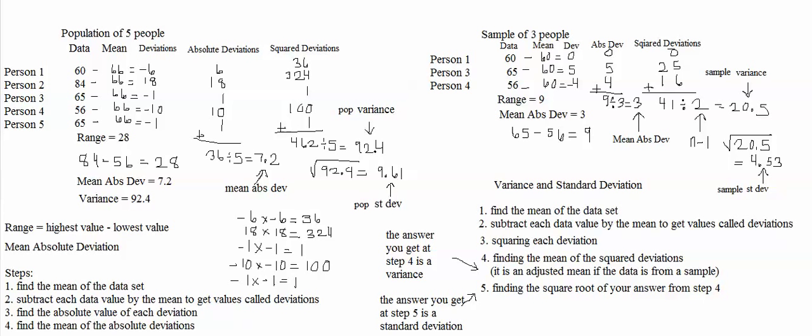And I'll also do some labeling that I haven't done yet. Over here, I wrote out the variance under here, so I'll do that over here too. The variance of the sample was 20.5. Let's also write the standard deviations under here too. The standard deviation of the population was 9.61, and the standard deviation of the sample was 4.53.